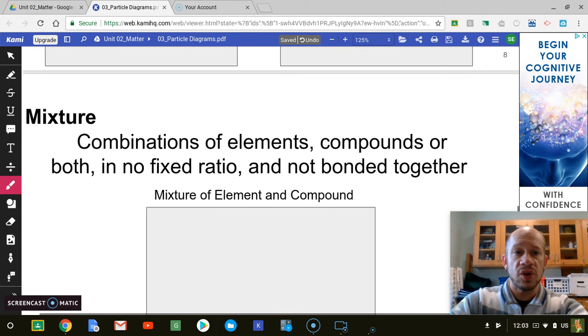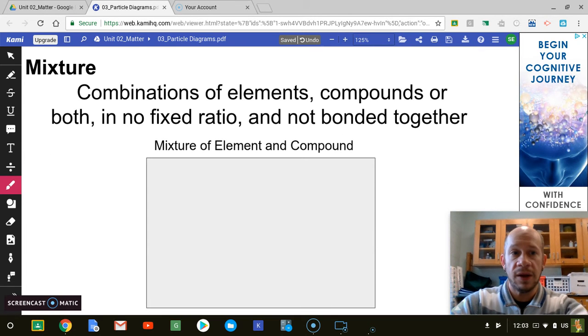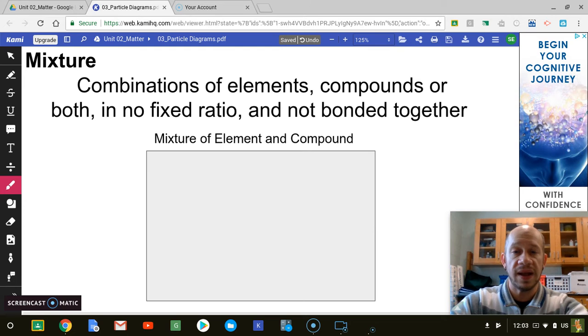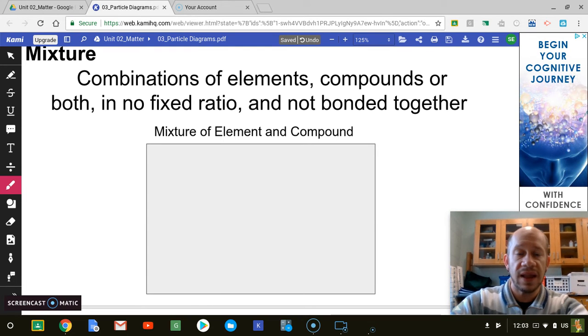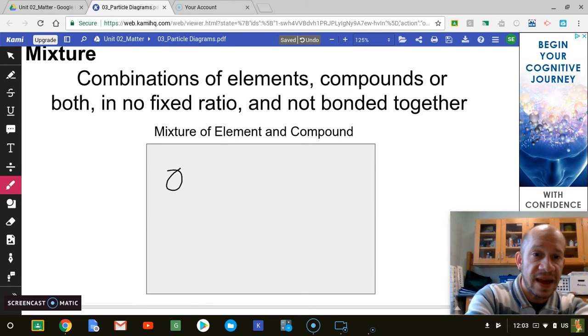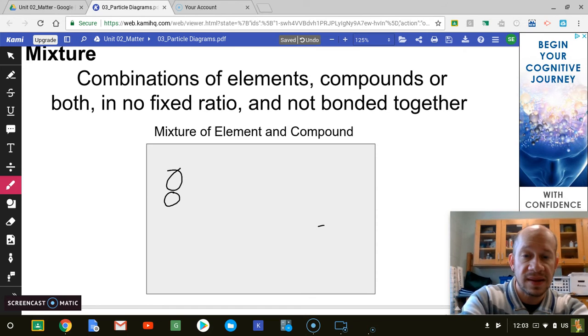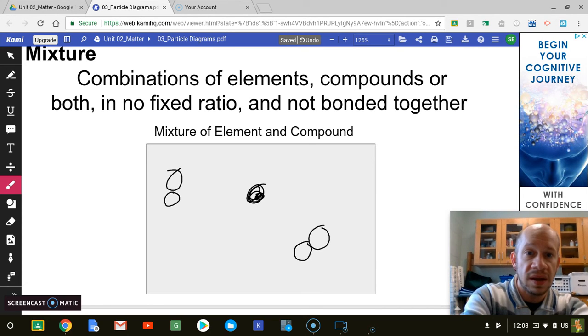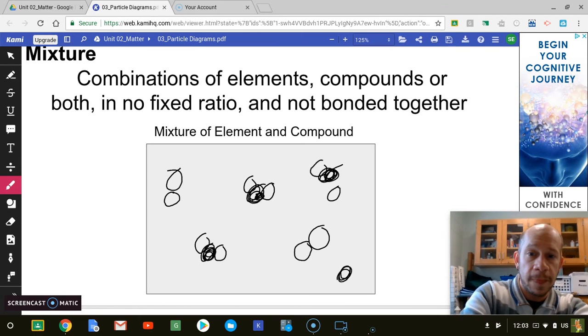A mixture is going to show a combination of elements, compounds, or both in no fixed ratio and not bonded together. So, a mixture of an element and a compound. Let's say I have a diatomic element mixed with water. So I'm going to draw my water again. And then they're not going to be in any fixed ratio, so it doesn't matter how many of each. I'm going to draw a lot more waters just to show I have more, and then just a couple of elements mixed in. That's not a fixed ratio.